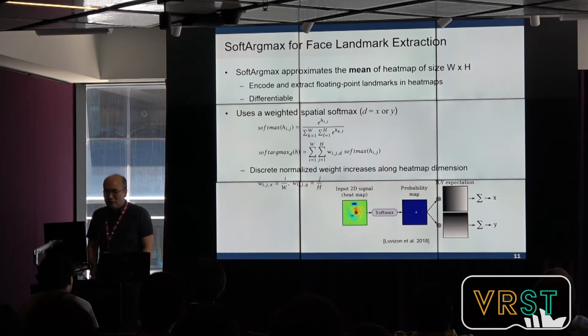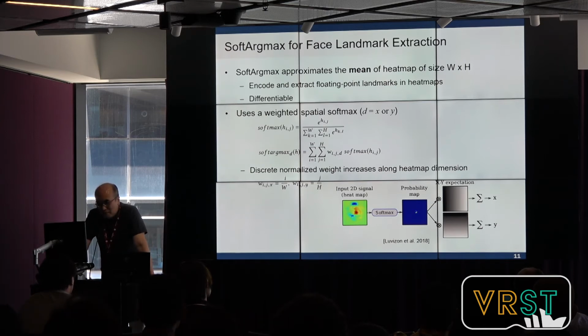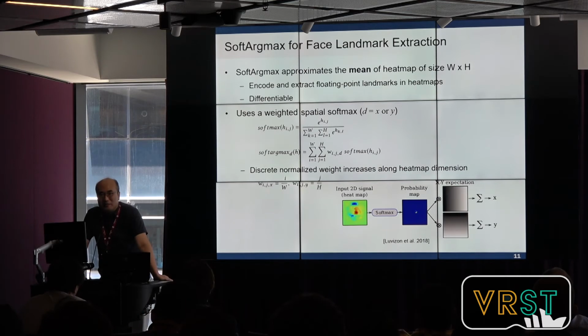Now you can see that soft argmax can be much better than the ordinary argmax with integer index, because soft argmax can give us floating point accuracy. Also, all this computation is differentiable. That means we can include this soft argmax in the loss function for training our networks. And that is the main idea here.